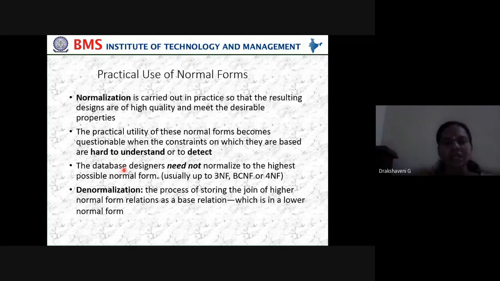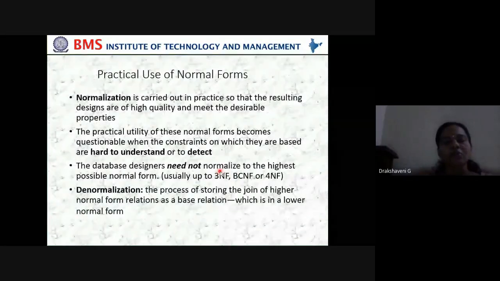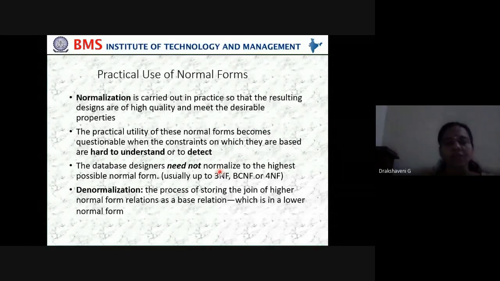So the database designer need not normalize to the highest possible normal form. Usually that is three, when we move on to the third normal form or fourth normal form, or if we go for a Boyce-Codd normal form. So the database designer need not normalize to the highest possible normal form.